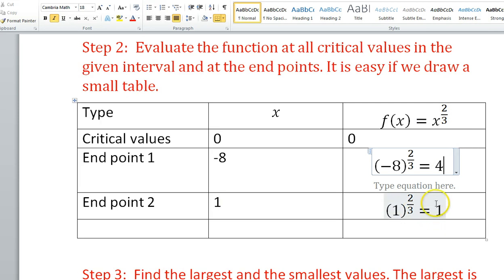Is everybody okay with that? So we get three values: 0, 4 and 1. What's the largest? The largest is 4. And what's the smallest? The smallest is 0. So the absolute maximum is 4, which occurs at negative 8, and the absolute minimum is 0, which occurs at the point 0, which is the interior point.